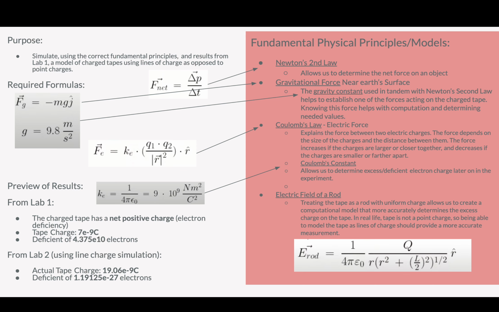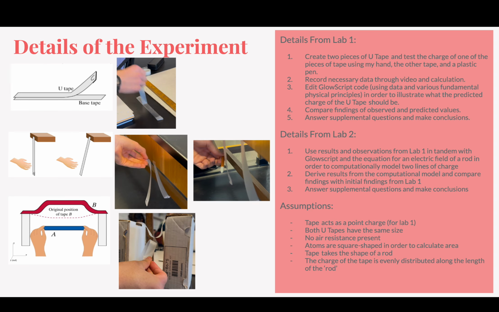From Lab 1, we saw that the charge tape has a net positive charge and had a tape charge and deficient electron charge as shown. Using the new lines of charge model, we can find the actual tape charge to be 19.06 times 10 to the negative 9 coulombs, and this means that the tape was deficient of 1.1925 times 10 to the negative 27 electrons. The images below show some of the details of the experiment from Lab 1.